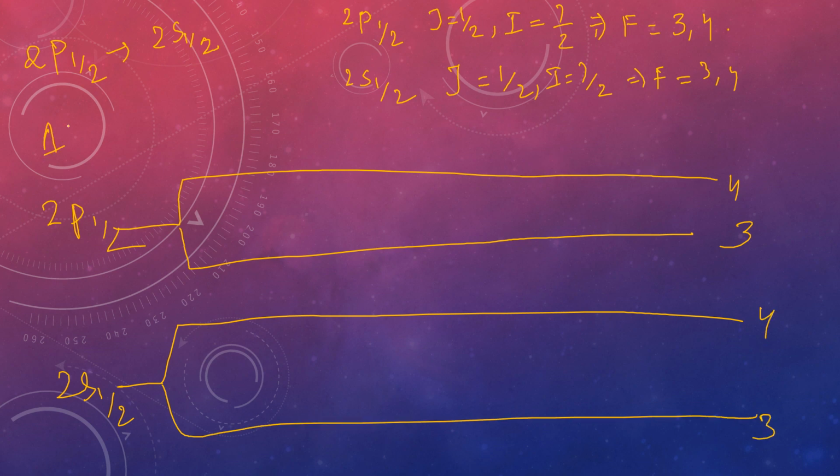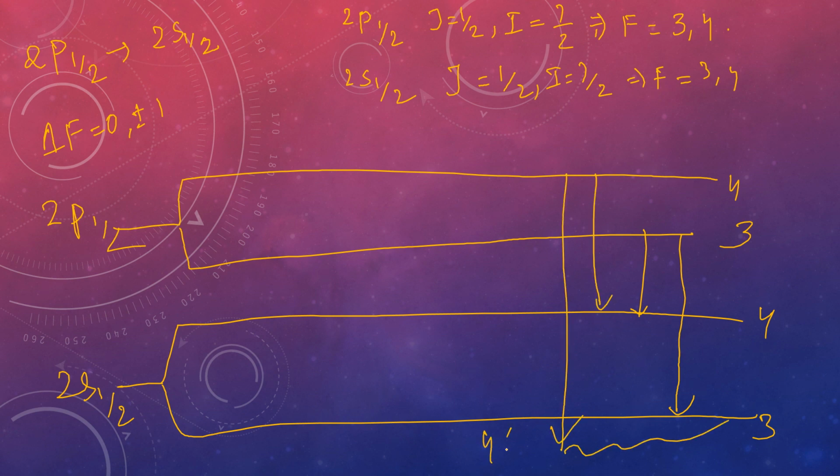So, what is the selection rule? Del f is equal to 0 plus or minus 1. So, just do it. 3 to 3 is allowed. 3 to 4 is allowed. 4 to 4 is allowed. 4 to 3 is allowed. So, 4 lines. Okay? 4 lines.